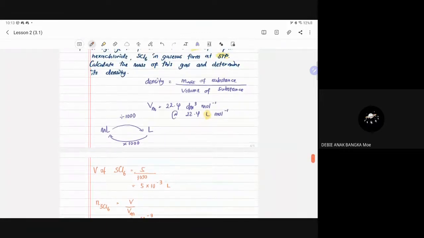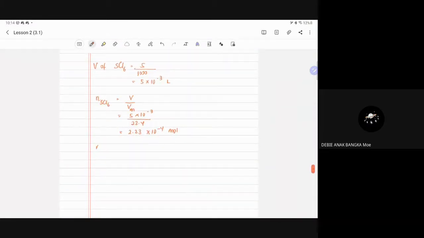Now, kita kena cari mass pula. Dia minta calculate the mass kan. So mass dia, M of SCl6 is equals to N multiplied by MR. N of SCl6 2.23 dalam 10 negatif 4. Okay. Darabkan dengan MR dia, sulfur adalah 32.1 if I'm not mistaken. Yep, 32.1. Tambah 6 kali 35.5.